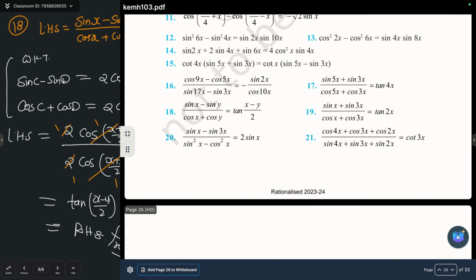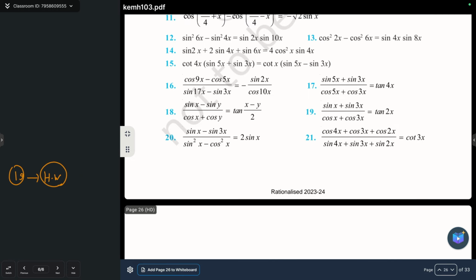In question 19 also it is very clear, no confusion. The numerator is sin C plus sin D and the denominator is cos C plus cos D. So I shall give this as homework. Question number 19 is your homework. Tomorrow you can show me. I will do 20.